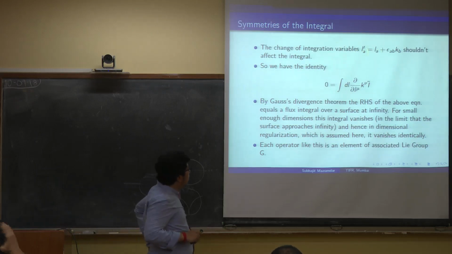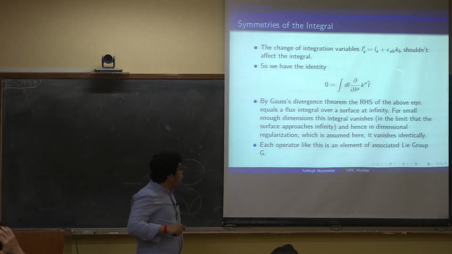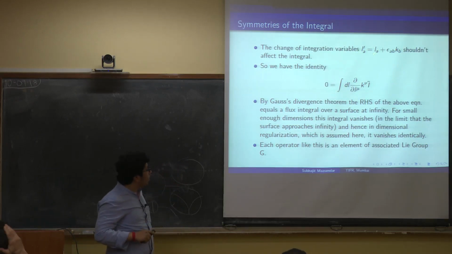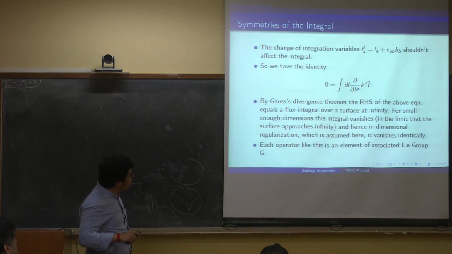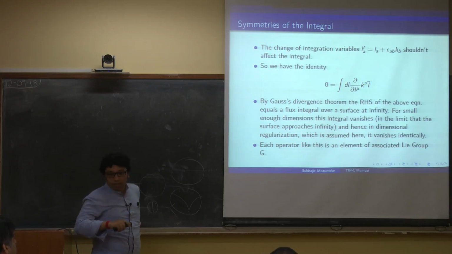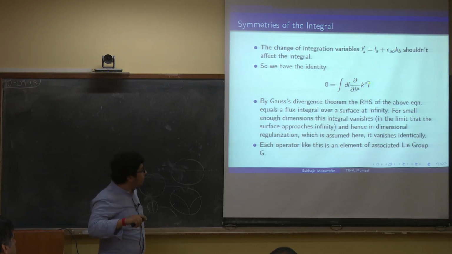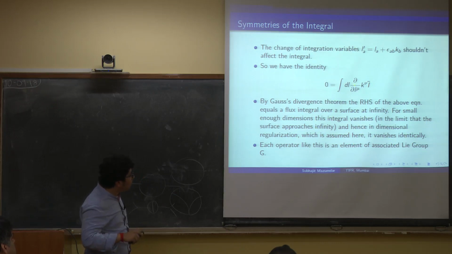So L was the loop momentum, and as it is a loop integral, if we shift the loop momentum like this, it should not affect the integral. So we will get an identity by Gauss's law and so on. All of the operators looking like this will act on this integrand and give you 0. This will give you a set of partial differential equations which the integrand will satisfy. And each of these operators, or a linear combination of them, will give you the group actually.